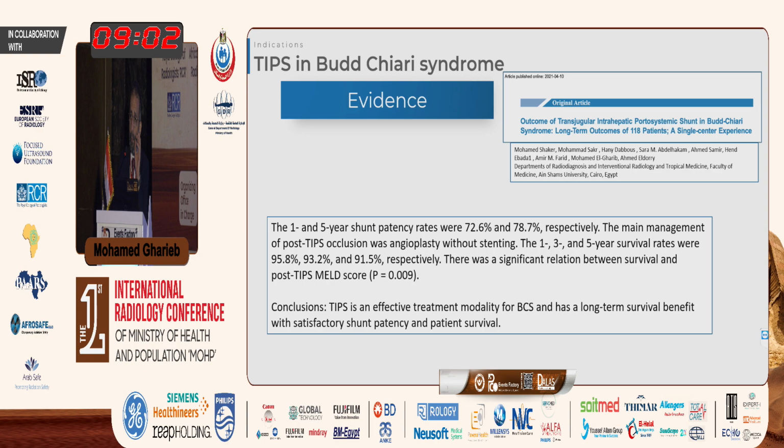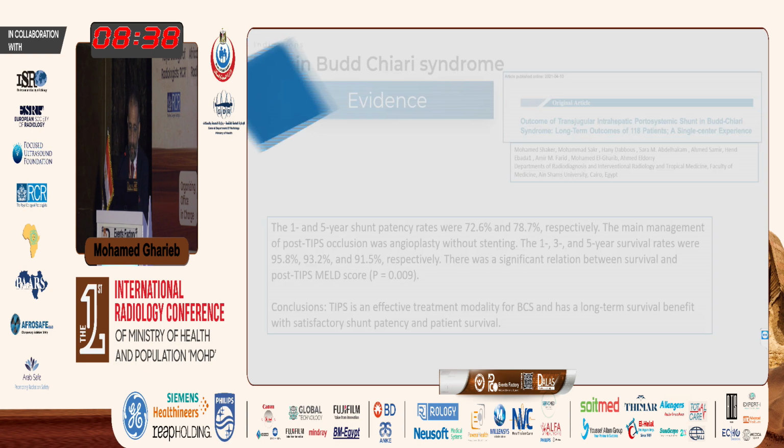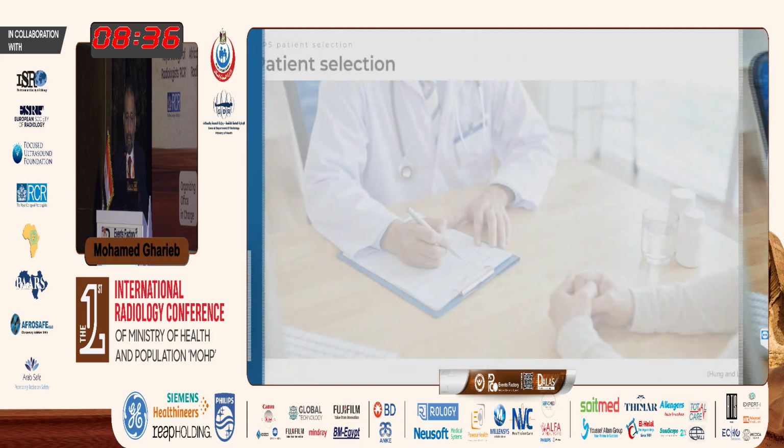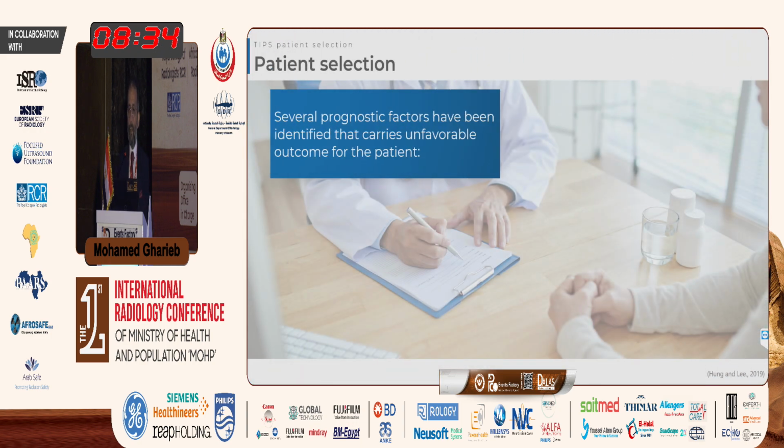The main problem with our study is that we put what we call a bare metallic stent, not covered stents, due to economic factors in our country. However, we have a very good survival rate, although we have a higher re-intervention rate. But TIPS is an effective treatment modality for Budd Chiari syndrome with very long-term survival benefit and satisfactory shunt patency and patient survival.